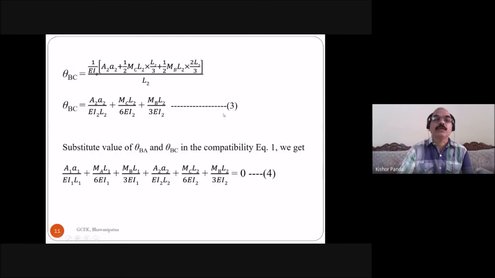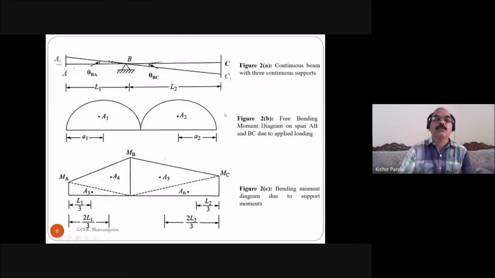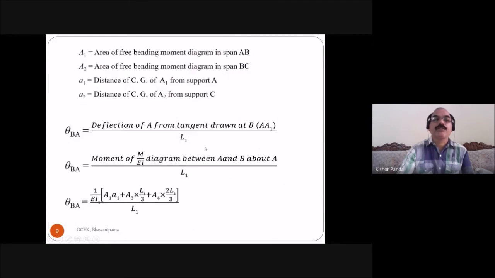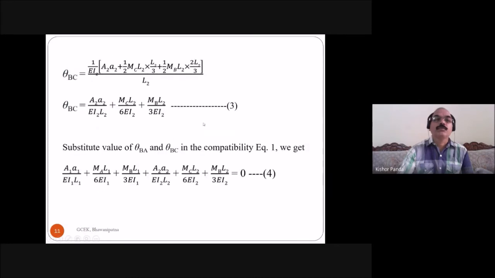Put these two equations in equation 1. This is equation 1. This is the compatibility equation: theta BA plus theta BC is equal to 0. So put these two equations, substitute the value of theta BA and theta BC in the compatibility equation 1.